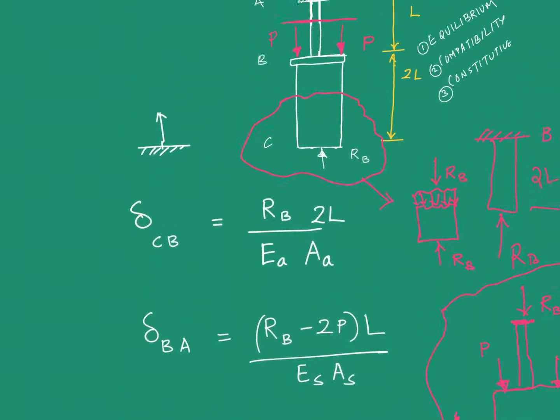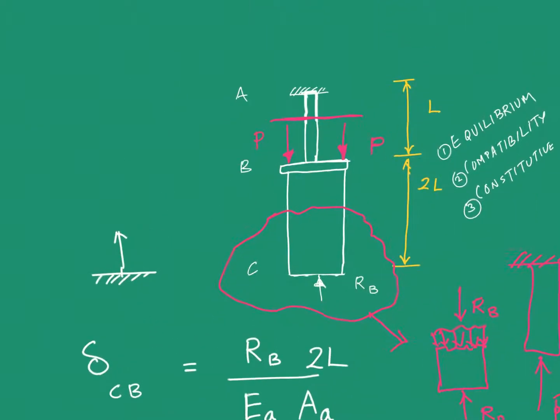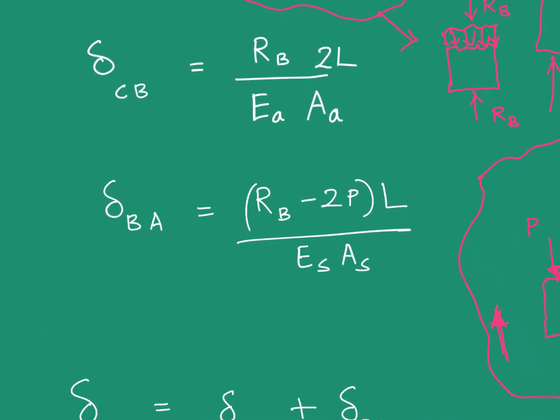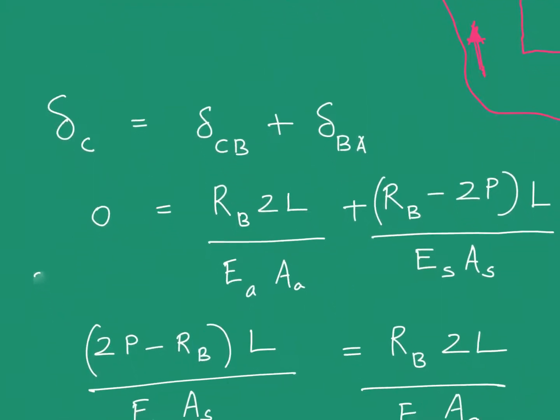Make sense? Now, common sense question. What will be the total displacement of point C? The total displacement of point C will be delta CB, which gives you how much point C has moved with respect to point B, plus how much point B has moved with respect to A. A is at 0, so if you add these two quantities, then you will get the net displacement at point C. Make sense? So once you do that math, you will reach somewhere here.